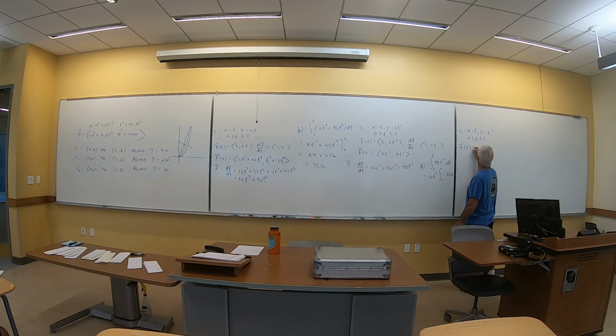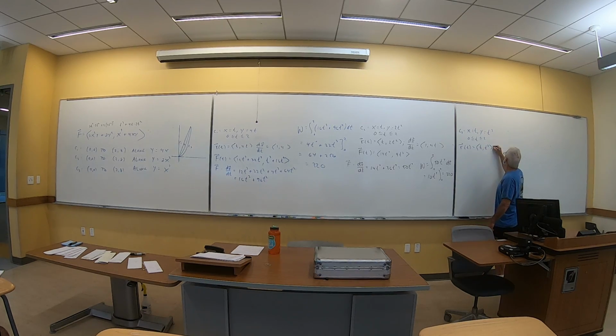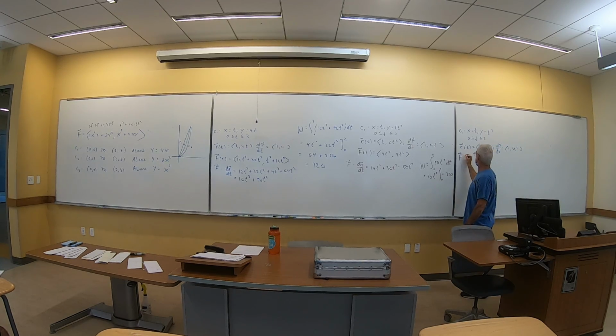My r of t is (t, t cubed). So my dr/dt is (1, 3t squared). Okay? Now we need our f of t.